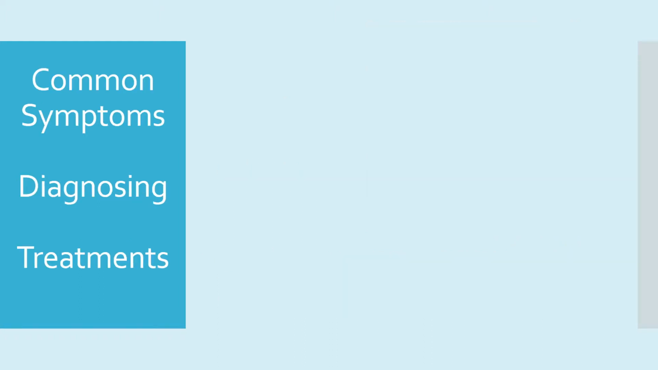Now let's discuss common symptoms, diagnosing, and treatment. Common symptoms of all types of cardiomyopathy include shortness of breath, edema, fatigue, chest pain, and chest tightness. Once you have these symptoms, it is a very good idea to go see a doctor, particularly if you have a family history of the disease.